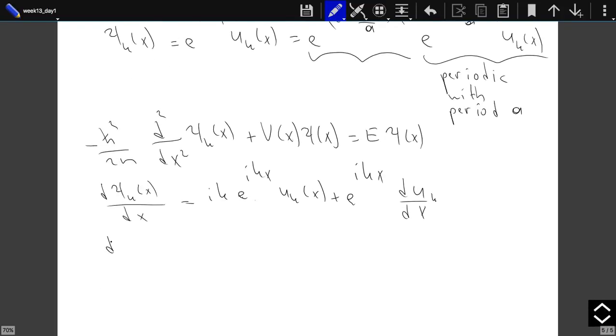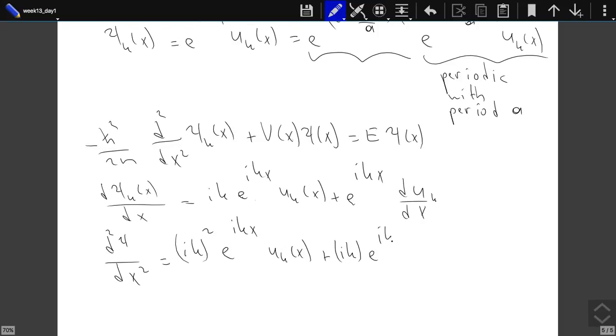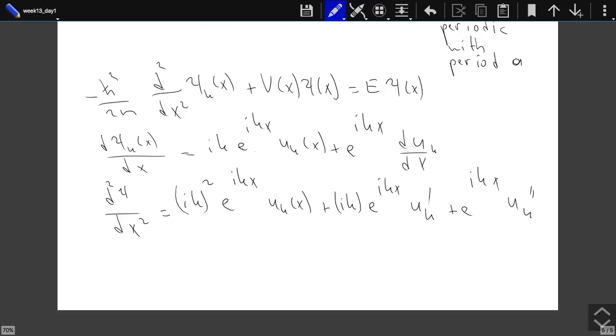And the second derivative will be equal to (i k) squared e to the power i k x u k of x plus i k e to the power i k x u k prime plus e to the power i k x u k double prime. Now if we just put it in our differential equation, what we have is minus h bar squared over 2m times minus k squared u k, and so on. I will be cancelling e to the power i k x because it is common both on the left and on the right.